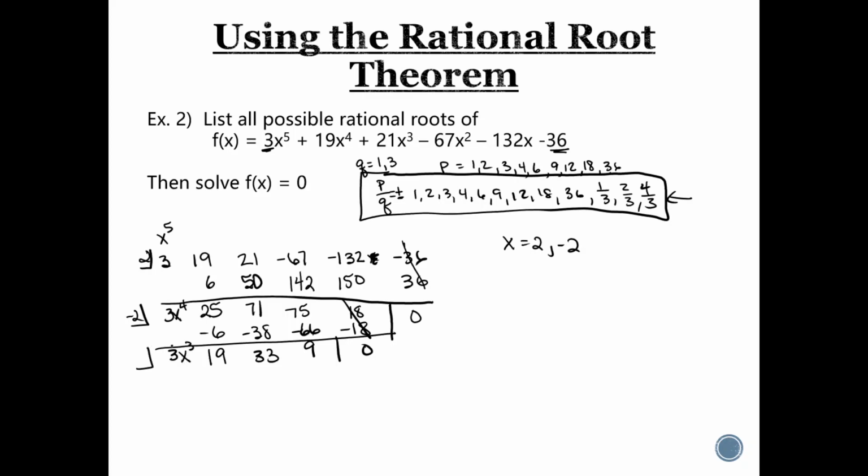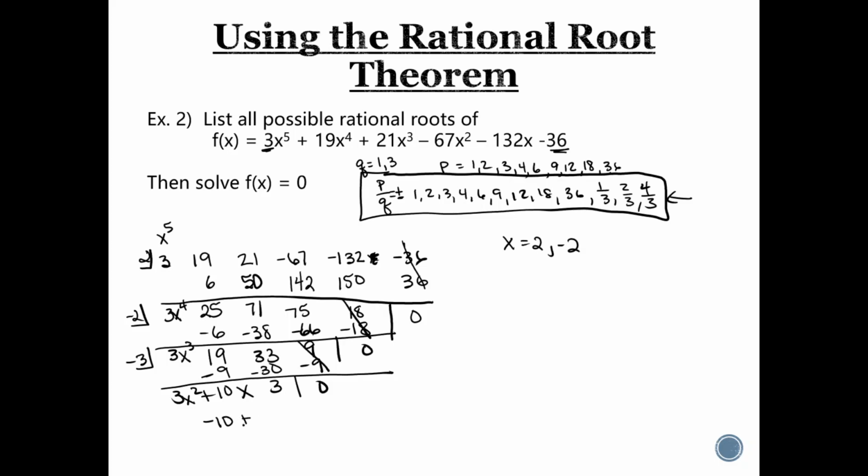So let's keep going. Let's try -3. So -3 times 3 is -9. Add, I get 10. Add those, multiply and add and multiply. And look at that, it works again. I get 0. So now I am down to an x squared. So now I have a quadratic. And so I can just solve using the quadratic formula.